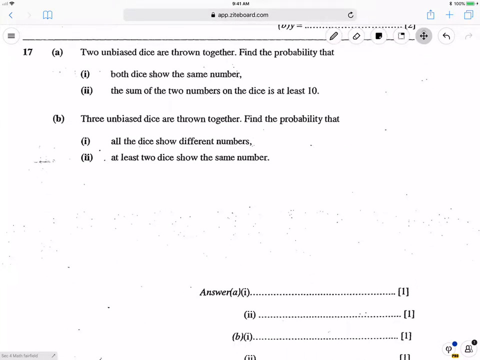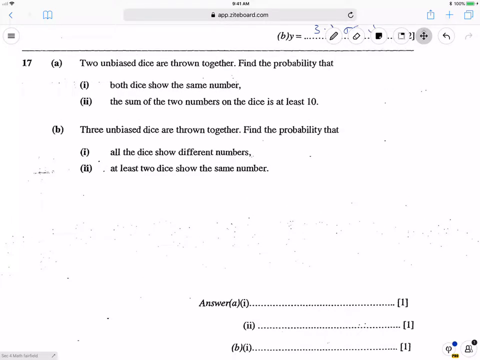Okay, can this one be done? Next one. Find the probability. Okay, so this probability: two unbiased dice, both dice show the same number. But it's only one mark, eh? So it should be pretty easy. Both dice show the same number. So it's 1, 1, 2, 2, 3, 3, 4, 4, 5, 5, 6, 6.